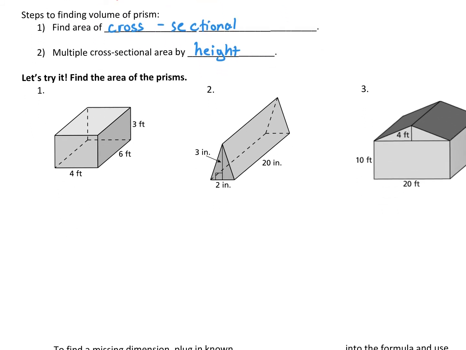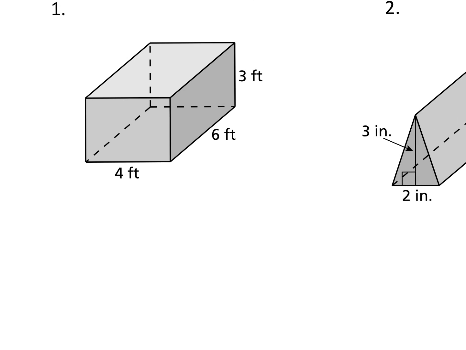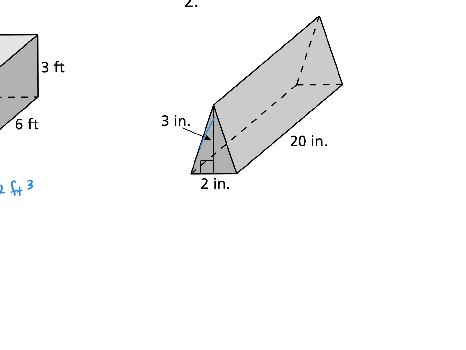Let's try some of these examples. Here for the first one, we got 4, 3, and 6, so 4 times 3 times 6. This is the cross section, which is 4 times 3. That gives us 72 feet cubed. Here our cross section is this triangle, so it is 3 times 2 and half that, so 1/2 times 3 times 2, and then times 20, which is our height, which is 60 inches cubed.